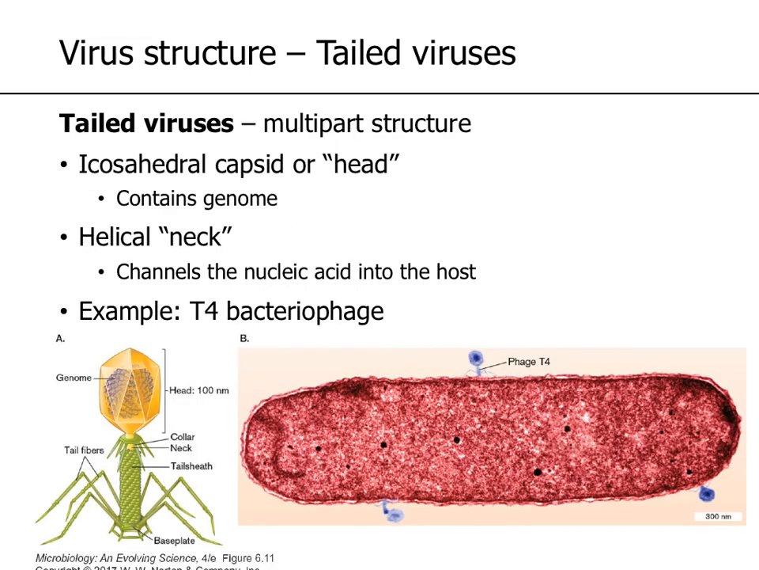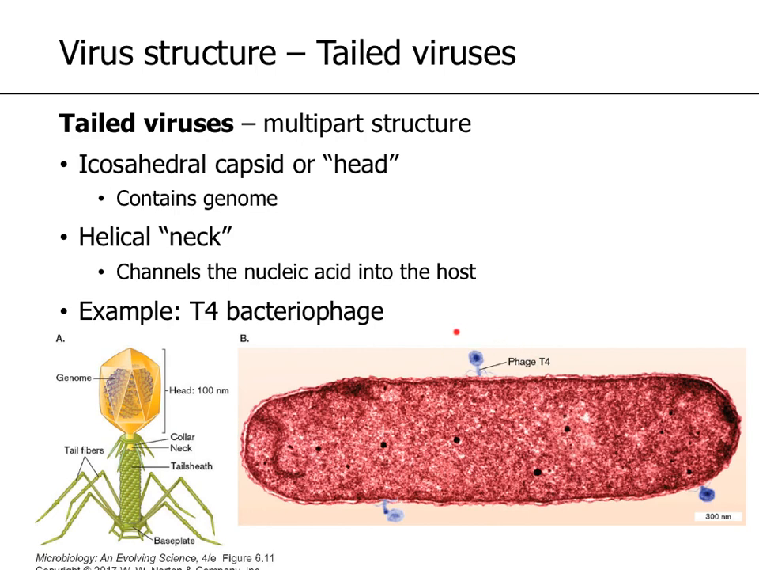All right, so another type of virus are the tailed viruses. These ones have multi-part structures. They have these icosahedral capsids in what we call the head region, so that's where the genome is contained. And then they have these helical neck regions here. And then they have these tail fibers here. An example of this is the T4 bacteriophage.